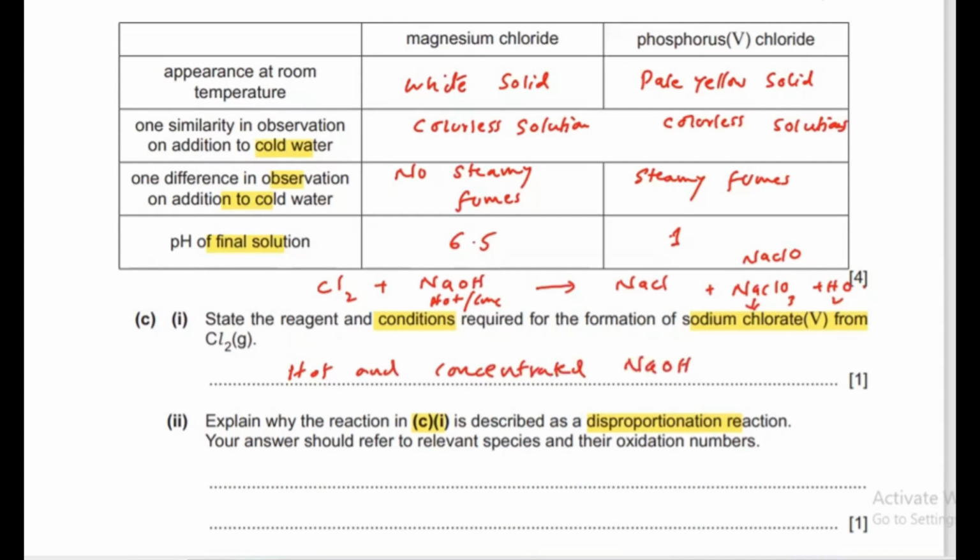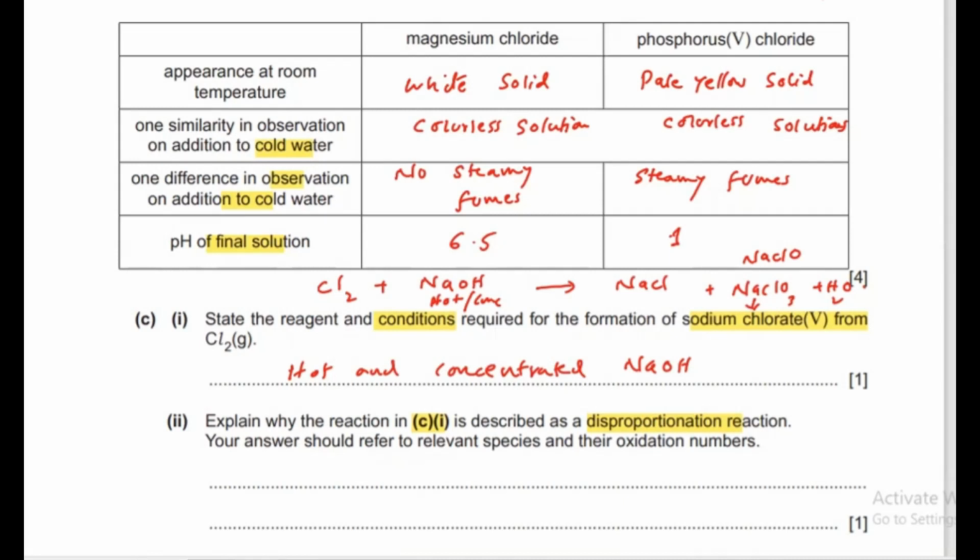C2: explain why the reaction in C1 is described as a disproportionation reaction. Your answer should refer to the relevant species and their oxidation states. This is a difficult question because these two parts are difficult. If a student is not able to solve C1, it's very difficult to predict the oxidation states or the nature of a disproportionation reaction.